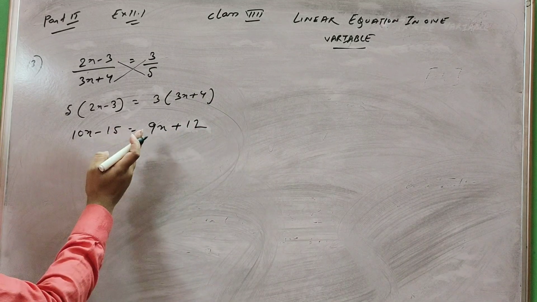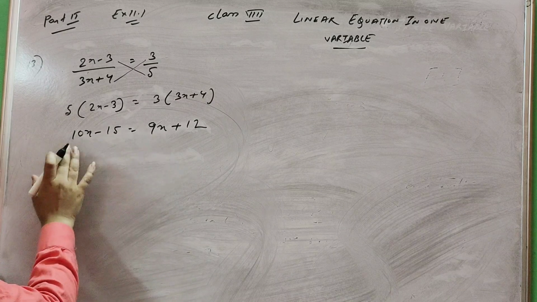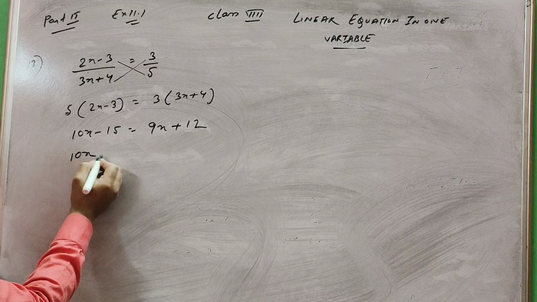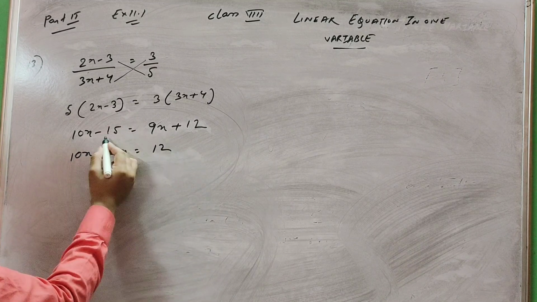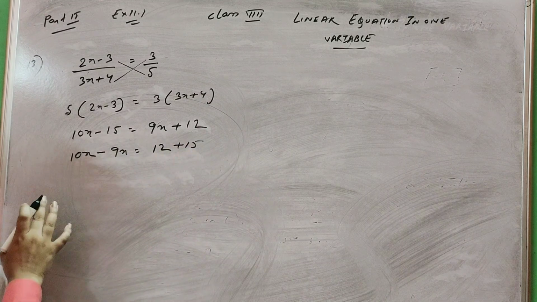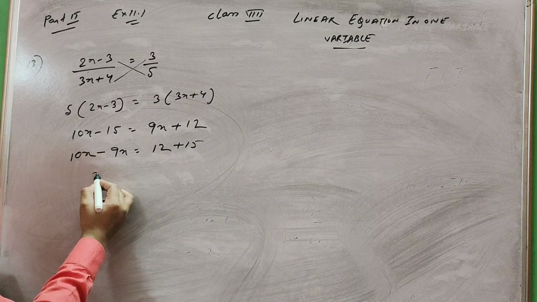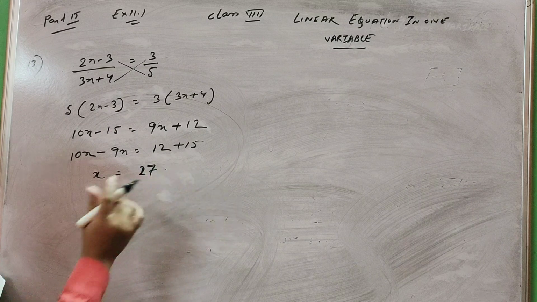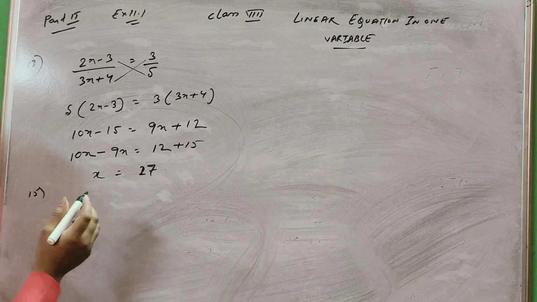First of all, shift all the algebraic expressions to this side and all the constant terms to that side. So 10x, 9x becomes minus 9x, and 12, minus 15 becomes plus 15. All the algebraic expressions are on the left-hand side and all the constant terms on the right-hand side. So 10x minus 9x is x and 12 plus 15 is 27. Clear?